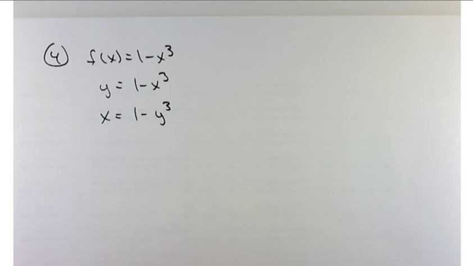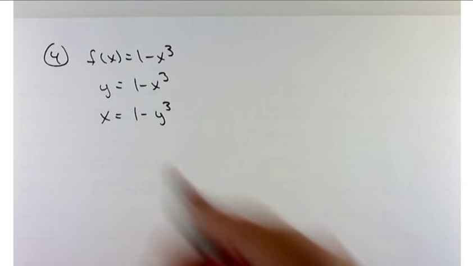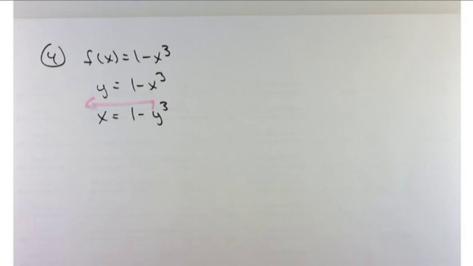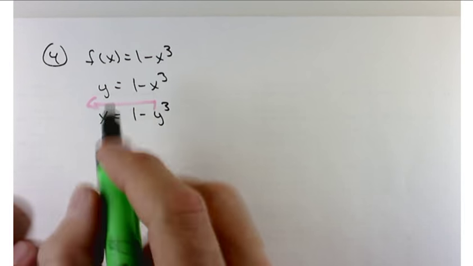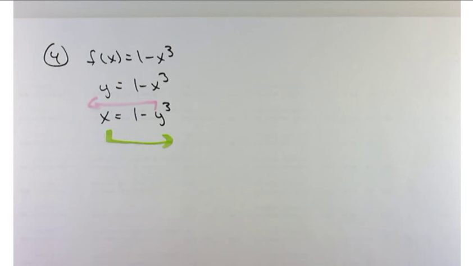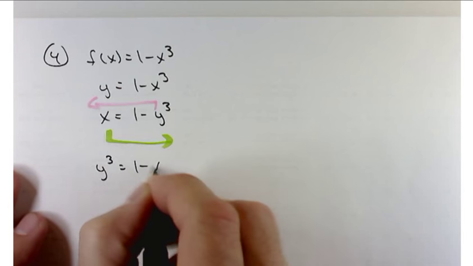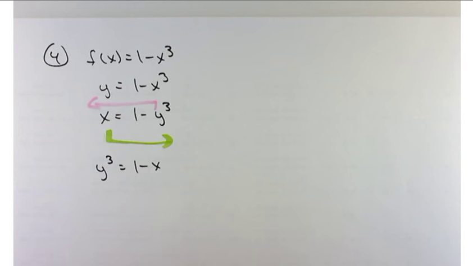Personally, what I'm going to do is move things around a little bit just to make it a little bit easier. So I'm going to move the y cubed term over to the left and the x term over to the right. Why do you suppose I'm moving the y cubed term over to the left? Yeah, so it'll be positive. I want to get that term positive. When it changes sides, it changes signs. So moving it to the left makes it positive. Moving the x to the right makes it negative. So y cubed equals 1 minus x.